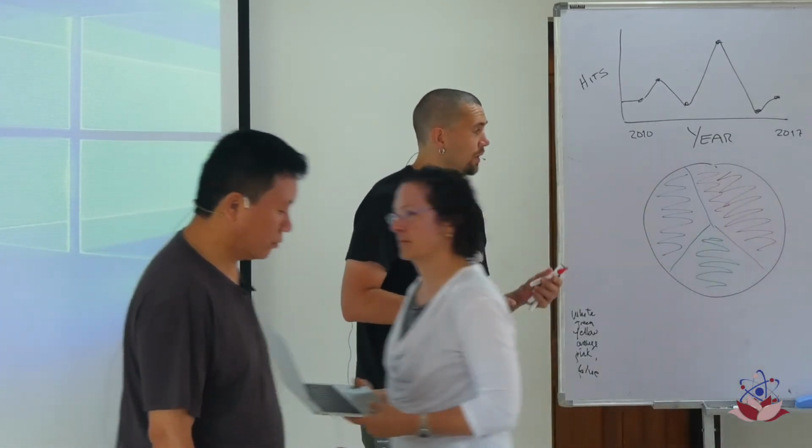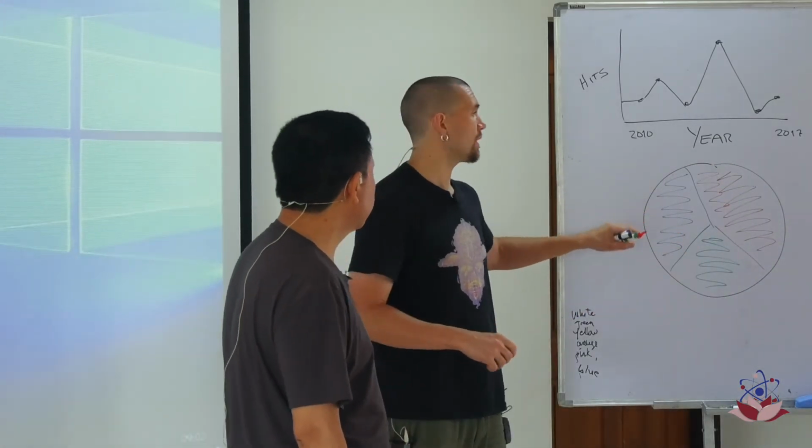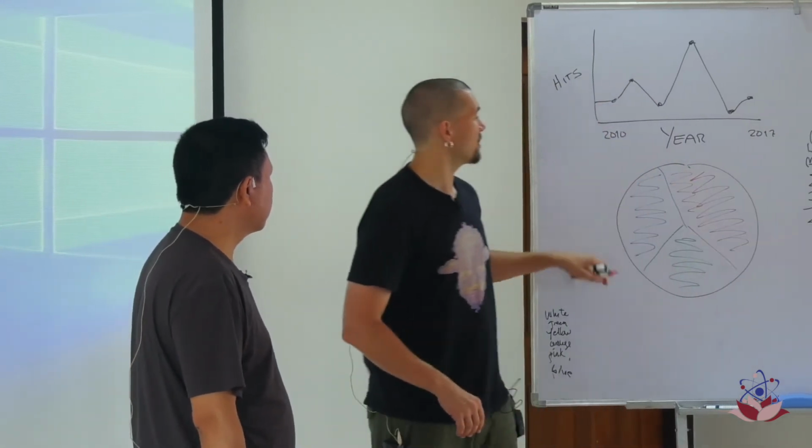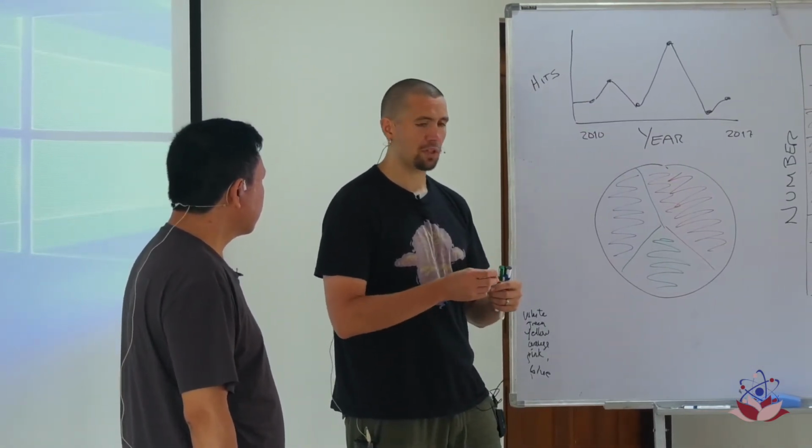That was quick. So this is another way that we can present data, which is basically showing us the same information in a different way, and this is called a pie chart because it looks like a pie.